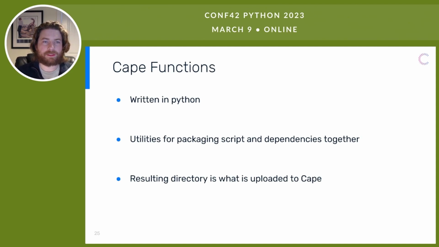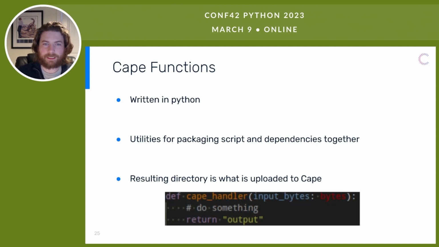So Cape functions, what are those? The functions that are deployed to Cape are also currently written in Python. We have utilities for packaging your Python dependencies and your main code all together. The resulting directory is what is then uploaded to Cape using the deploy function. Here's an example of what the script must look like. As you can see, it contains a function called Cape handler that accepts a byte string input and then returns something, either a string or byte string. So all Cape functions will have this format, and you'll see in the demo next what that looks like exactly.